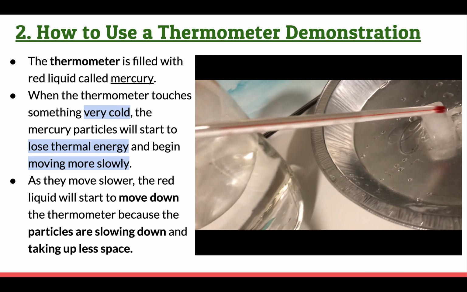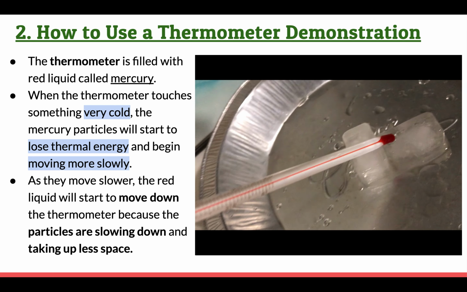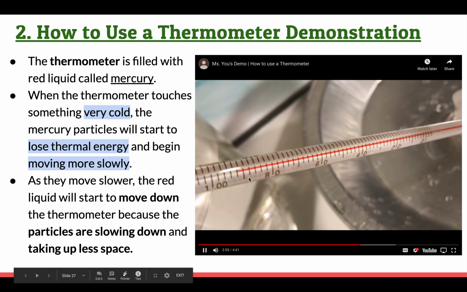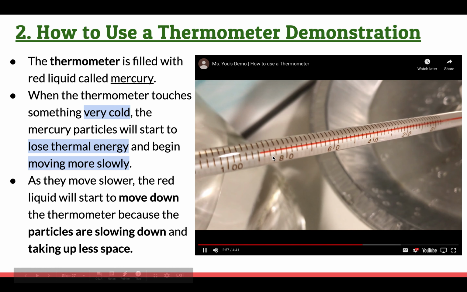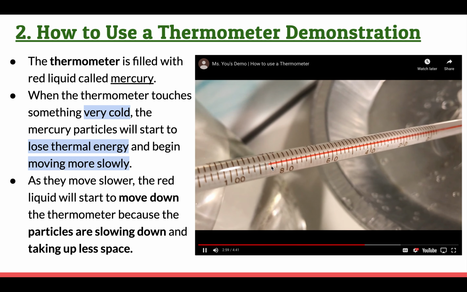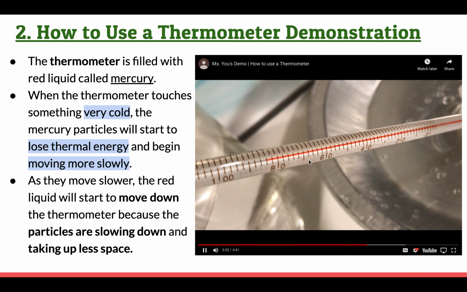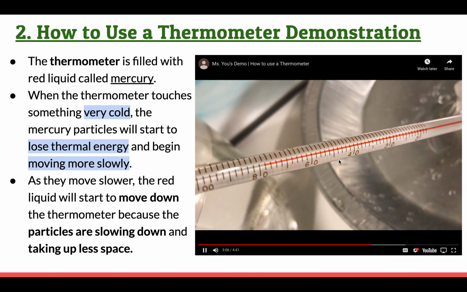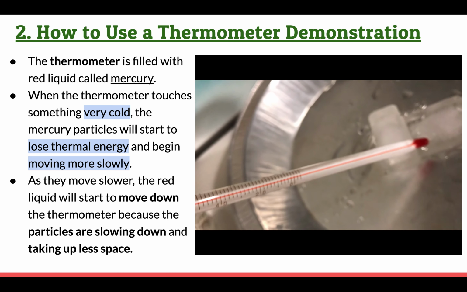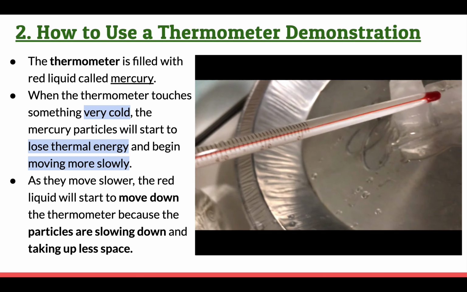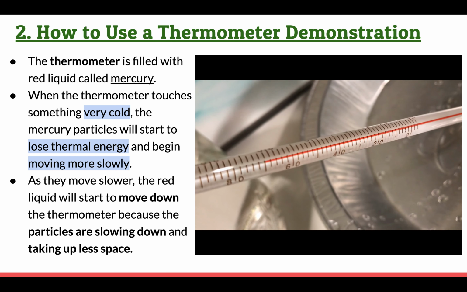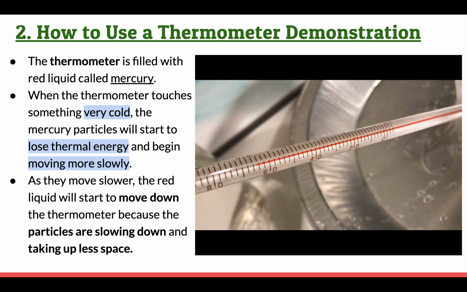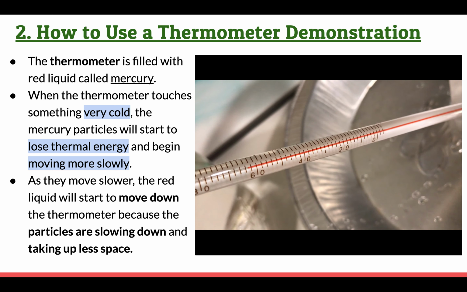So let's see if that's what happens. I'm going to place the tip on our ice cube. And here's the red line. Let's watch what happens. You see the red line is dropping because the particles in the mercury, the red, are moving less and less as they lose thermal energy to the ice cube. So it's losing energy to the ice cube, and it's moving less and less. That's why it's taking up less space. And the red line is going to keep dropping.